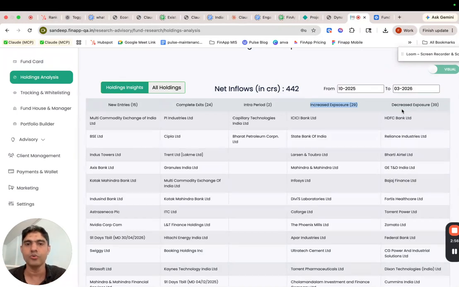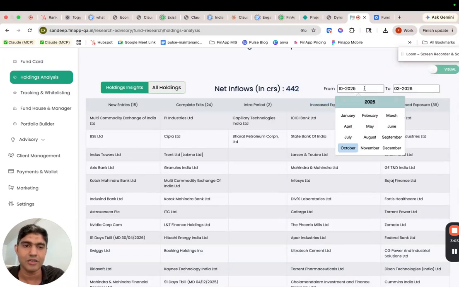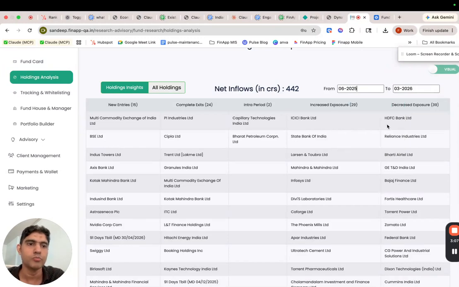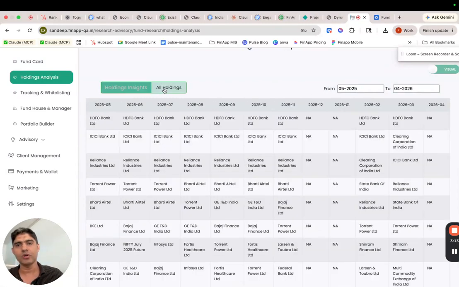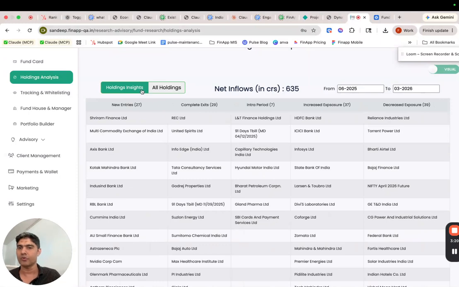You get to know what kind of momentum the fund is having by attracting the money. And like I said, if you want to do it for a period of June to March, which is a 9-month period, the data is available to you. And the good part is you also get to see the top 10 holdings in the last 1 year. That is also available over here.